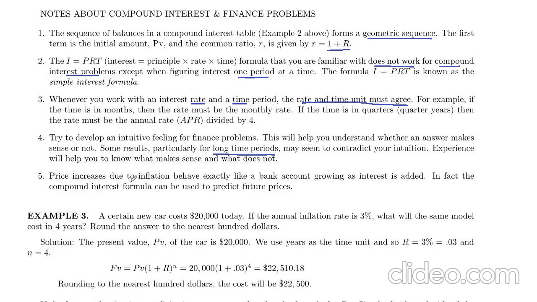Also, price increases due to inflation are going to behave just like a bank account where interest is added, but m is equal to 1. So inflation is 1 time per year. If you figure what a gallon of milk is going to cost in 5 years, it's just like you took that money for a gallon of milk, put it in an account, and compounded it once per year.